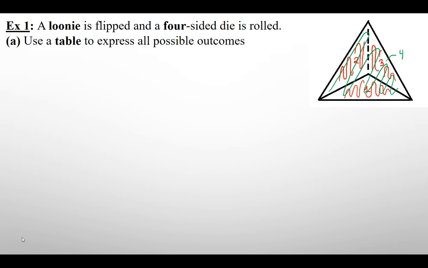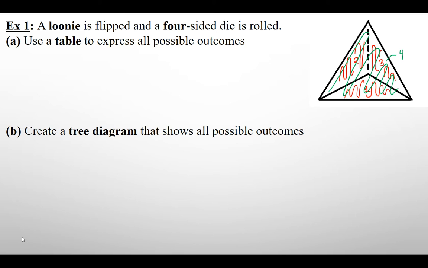Okay, so what I want to do is use a table to express all possible outcomes in the experiment. And I also want to do the same thing with a tree diagram. So we'll use both of these ways to visually represent the outcomes. All right, so I'll start with the table. I'm going to begin by taking one of the objects. I'm going to take the loonie. So I'll write down the word loonie here.